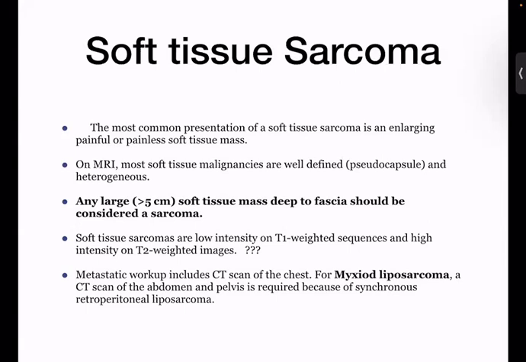As a general rule, any mass larger than 5 centimeters deep to fascia should be considered a sarcoma unless proven otherwise. Okay, for soft tissue sarcomas on MRI, in all of the books, all of the textbooks, all the literature, on T1 it's always low, on T2 it's always high. And if there is contrast, and most of the time there is, it's going to be enhancing. Some areas are not going to enhance, which is most likely the necrotic part of the tumor.